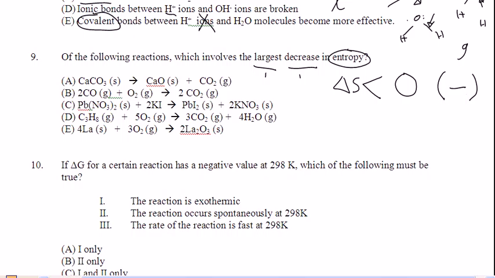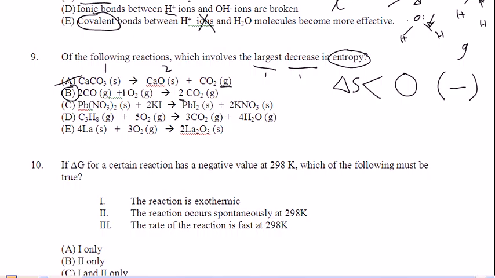In A, we're making a gas, so it's getting messy. We're also going from one thing to two things. That's going to have a very large increase in entropy. In B, we do go from 3 things to 2 things, and everything's a gas, so B can be in the running.